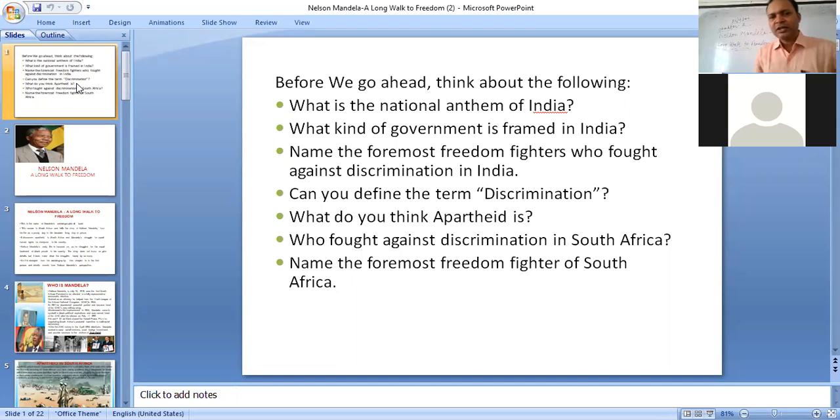See question number 3. Name the foremost freedom fighters who fought against discrimination in India. Can you define the term discrimination? Next question. What do you think about apartheid? Next question. Who fought against discrimination in South Africa? And the freedom fighters of South Africa.